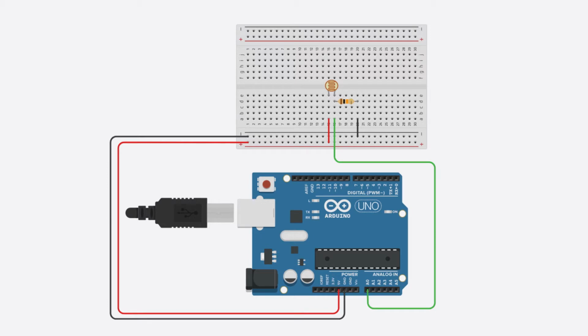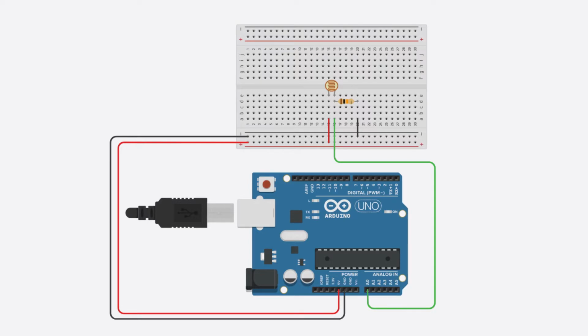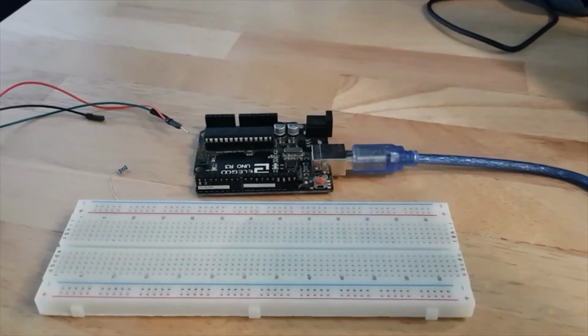You have two legs on the photoresistor. You are going to connect the first leg, one of them, it doesn't matter which one, to 5 volts, to the 5 volt of the Arduino. And then the other leg, you are going to add two things. First, a 10 kilo ohm resistor connected to the ground of the Arduino. And then on that same leg, you are going to add another wire to an analog pin, for example, A0.